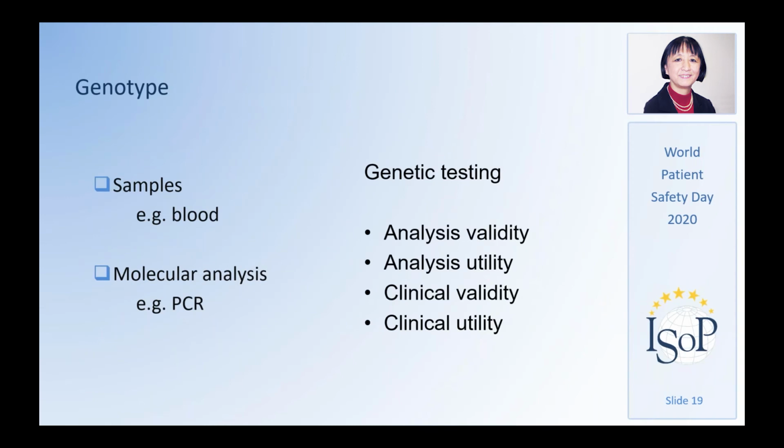Another method for testing the polymorphism is genotyping. We look at the DNA, for example, from blood. And here we have to know the analytical validity and utility of the analysis, and also the clinical validity and utility, meaning that the analysis should show the right results and identify the right individuals, not misclassify them, and it should be feasible to do the testing, not for a drug which is used in an acute situation.